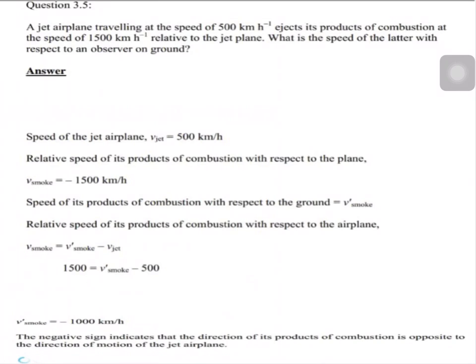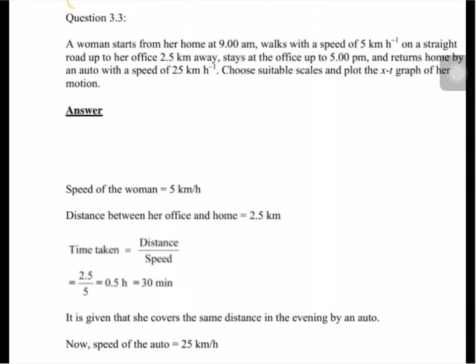So the relative velocity of its products of combustion with respect to the plane, V smoke, equal to minus 1500 km per hour. Speed of its products of combustion with respect to the ground is V dash smoke. So the relative velocity of its products of combustion with respect to the airplane, V smoke, equal to V dash smoke minus V jet. Apply the values, you get V dash smoke equal to 1000 km per hour. So the negative sign indicates that the direction of its products of combustion is opposite to the direction of the motion of the jet plane.